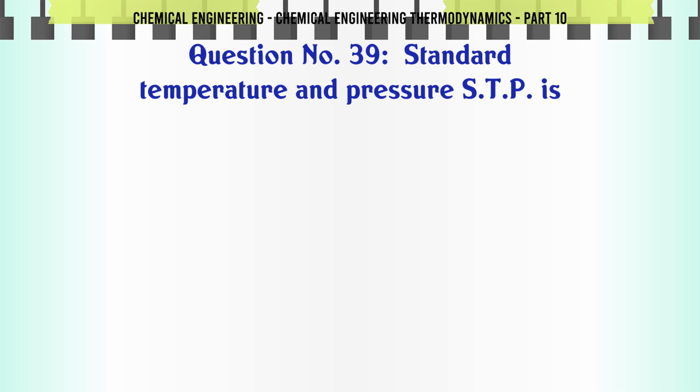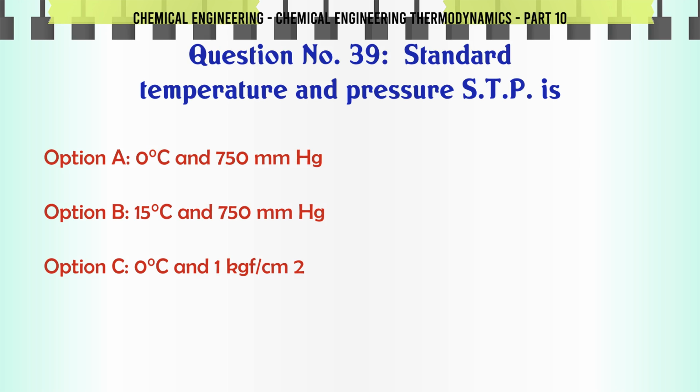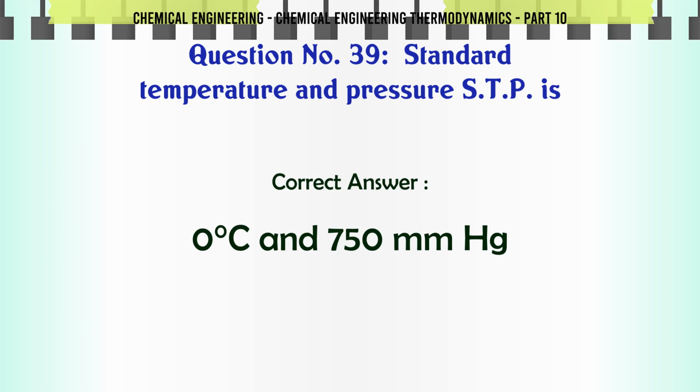Standard temperature and pressure, S.T.P., is: A. 0°C and 750 mm Hg. B. 15°C and 750 mm Hg. C. 0°C and 1 kgf/cm2. D. 15°C and 1 kgf/cm2. The correct answer is 0°C and 750 mm Hg.